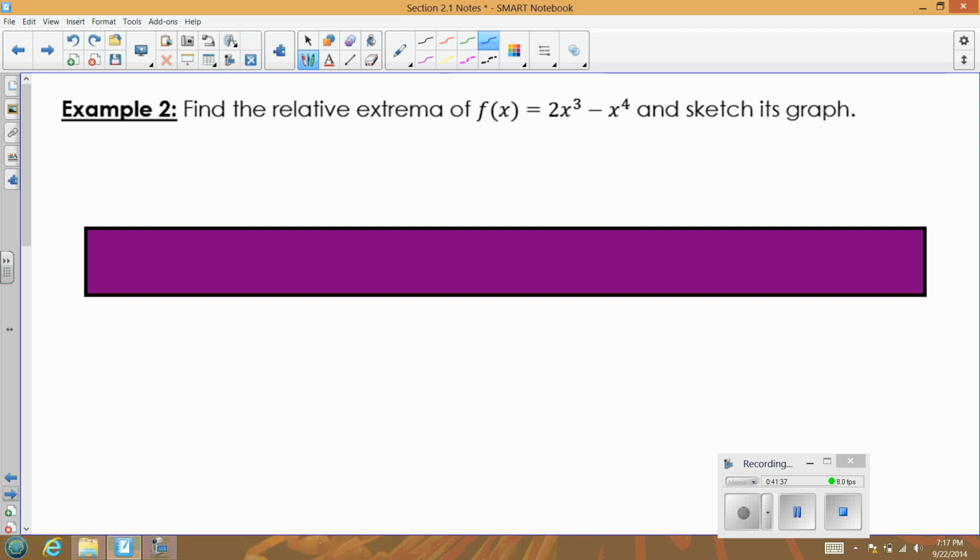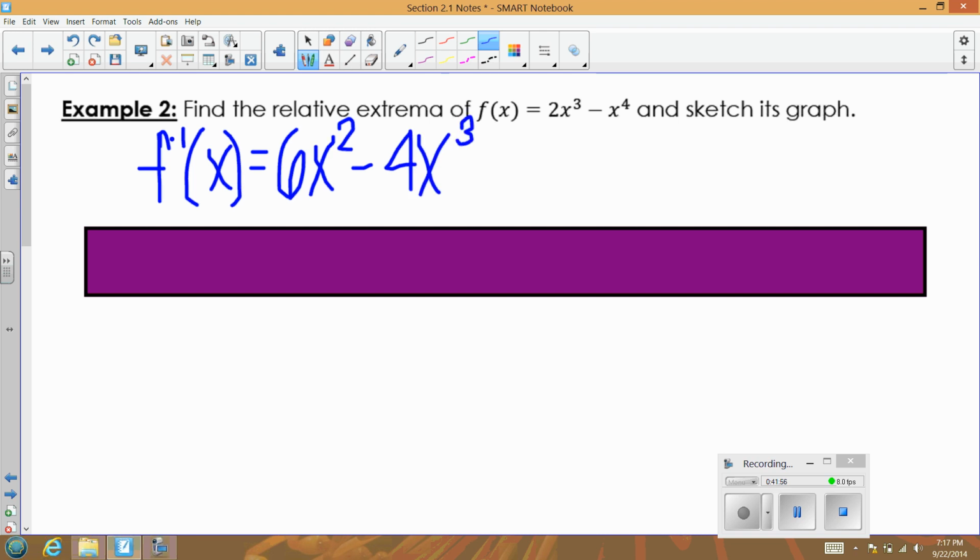So for this one, we want to find the relative extrema of the function 2x to the third minus x to the fourth, and then sketch this graph. Remember, the first step here is always going to be find the derivative. So it's going to be 6x squared minus 4x to the third using the power rule.